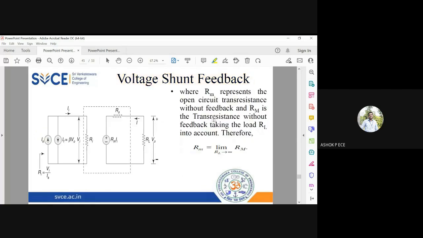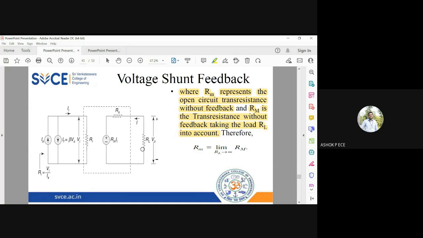So now the output resistance and the relation between these two things. Whenever I say R suffix small m, it is without feedback. And R suffix capital M is also without feedback, but I am considering the load. So usually all these current sources and loads will be connected to the circuit externally, right? So it is not actually present within the amplifier. Okay, so they are connected externally.